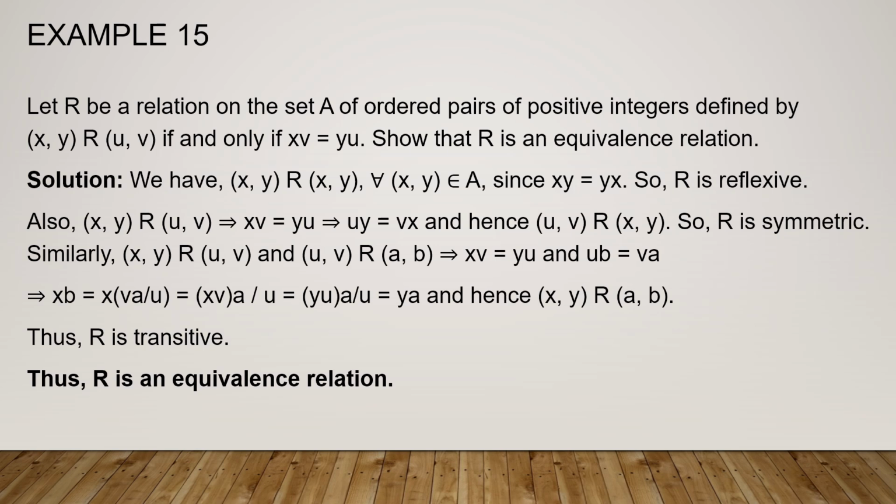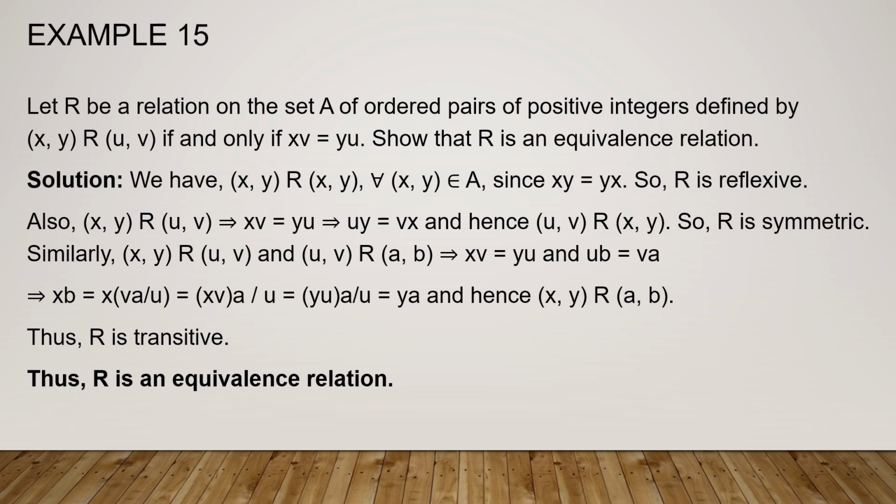Next example, let R be a relation on the set A of ordered pairs of positive integers defined by the ordered pair (x, y) is related to the ordered pair (u, v) if and only if xv is equal to yu. Show that it is an equivalence relation. Now see here, our relation is defined in the manner given above. So first thing, let us check for reflexive. Suppose (x, y) is related to (x, y), correct? Then what will happen? The first and the fourth coordinate, that means xy will be equal to yx. That is always true. xy you can always write as yx, so R will be reflexive, correct?